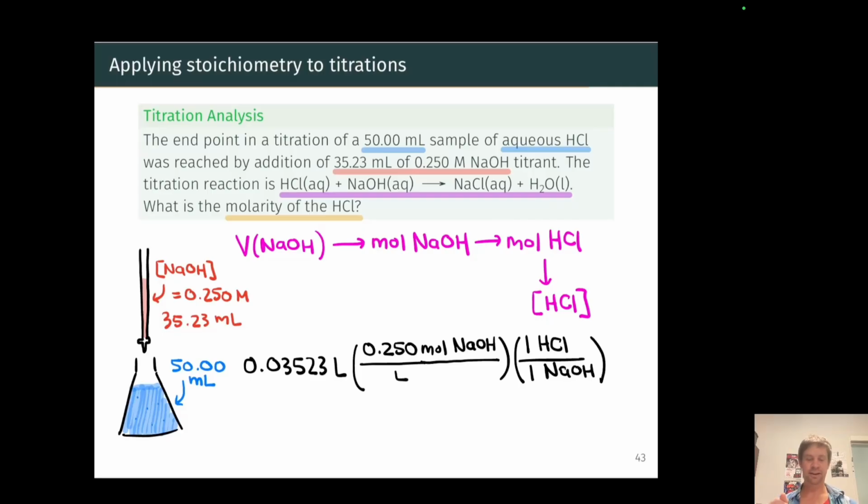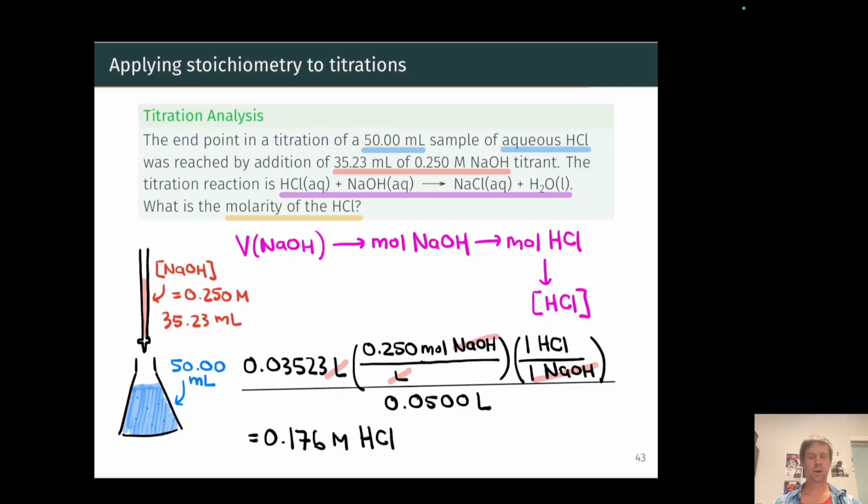And now you'll notice this entire calculation is going to lead me from the liters of sodium hydroxide solution through to the moles of HCl. And so to find the molarity of the HCl overall, I'm going to divide this entire deal by 0.0500 liters, or 50 milliliters. I've gone ahead and plugged all these numbers into my calculator, and I ended up with a final molarity of the HCl of 0.176 moles per liter of HCl.